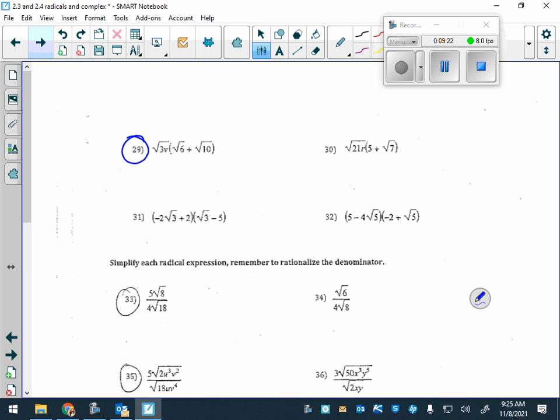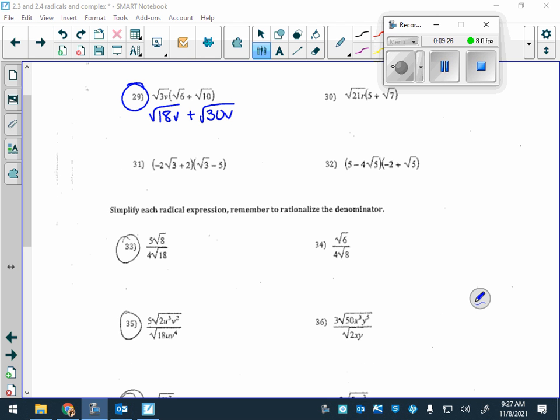Yep. Because you're multiplying. So number 29. Okay. So far with 29, you're able to multiply 3v times 6 to get 18v and 3v times 10 to get 30v. Any of these can we break down even more? Good. 3 root 2v. We can't do anything with 30v, so that stays as is.